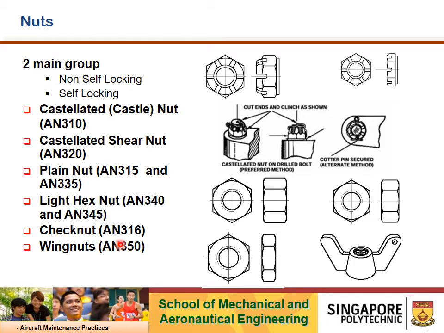Check nuts, AN316. It is used as a locking device for plain nuts, screws, threaded rod ends, and other devices. Wing nuts, AN350. It is used where desired tightness can be obtained by finger tightening, and where disassembly is frequent. It has a drilled hole at the tip to allow safety wiring to prevent it from working loose due to vibration.